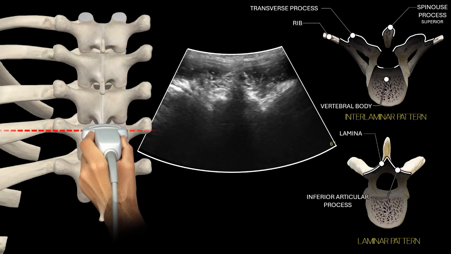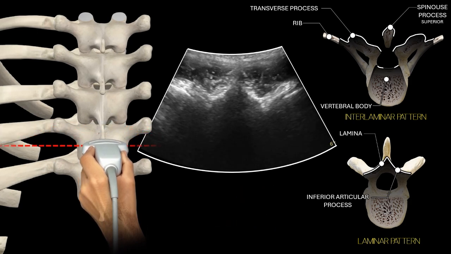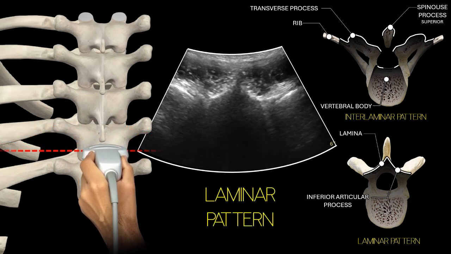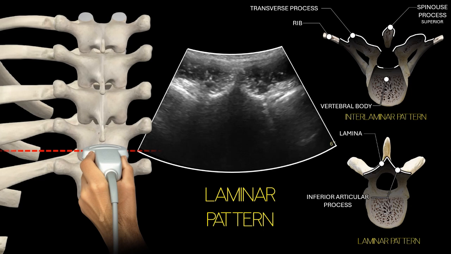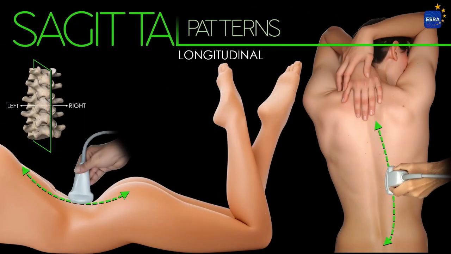In the laminar pattern, the acoustic shadow generated by the base of the spinous process, along with the laminar and inferior articular process, obscures the view and prevents the identification of deeper anatomical structures.